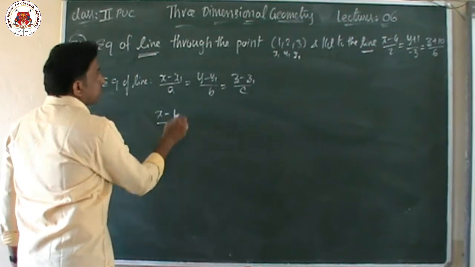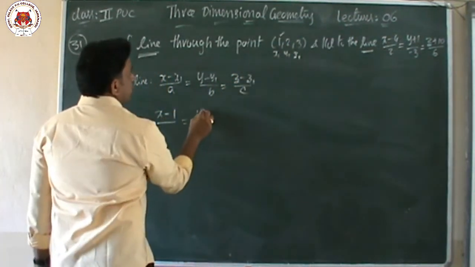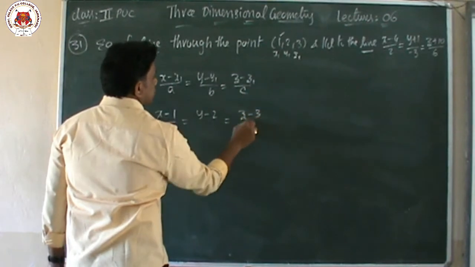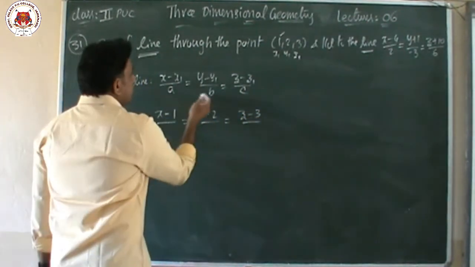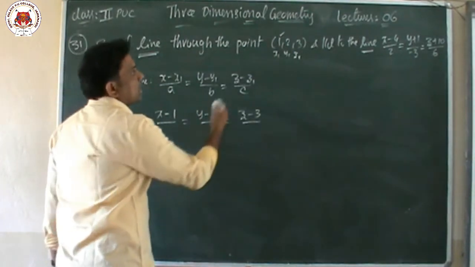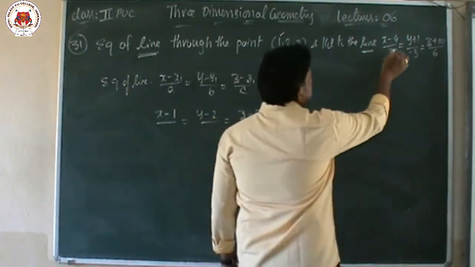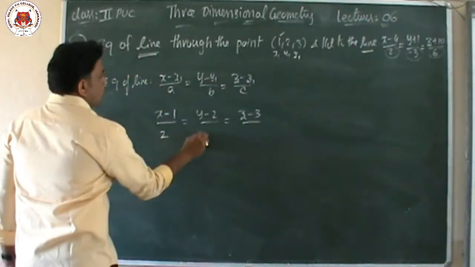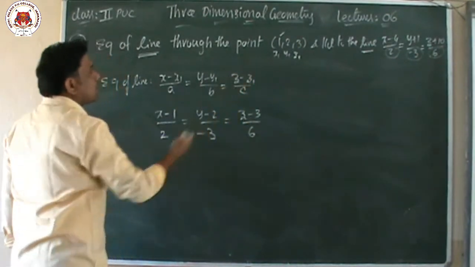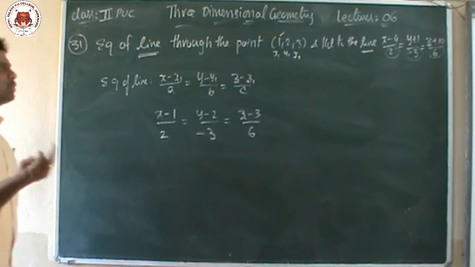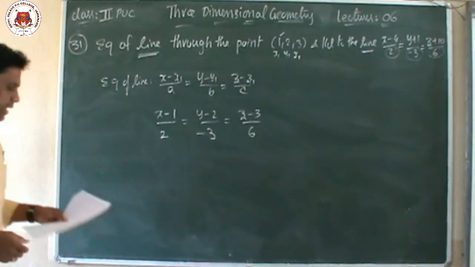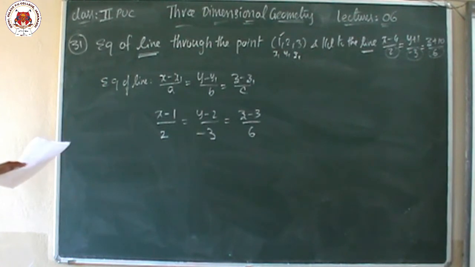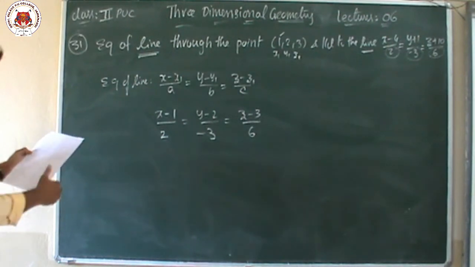So x1 is 1, y1 is 2, z1 is 3. But here a, b, c are nothing but the DRs. Whose DRs? The parallel line's DRs. What are the parallel line's DRs? They are 2, minus 3, 6. Why? Because if two lines are parallel, the DRs are the same; actually, they are in proportion or both are the same. So what is the required equation of the line? It is x minus 1 by 2 equals y minus 2 by minus 3 equals z minus 3 by 6. This is the answer.